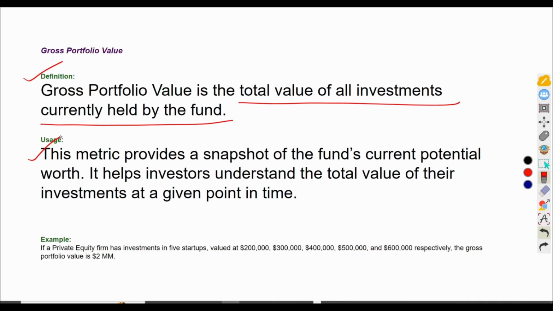Let's say if I calculate the value of all my portfolios today, in A portfolio the value is 0.2 million, then B is 0.3, then C company, the total investment value is 0.4, then 0.5 million for D and E. If you total the current value of all portfolios, that becomes your gross portfolio value. So gross portfolio value is here 2 million. It's just the addition of all your portfolios.